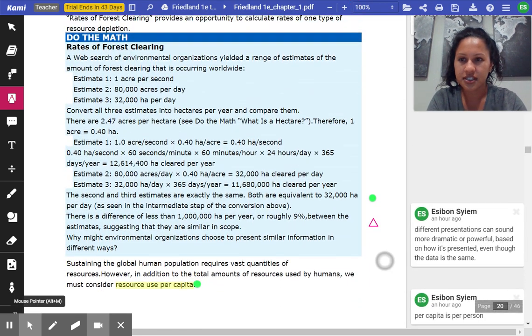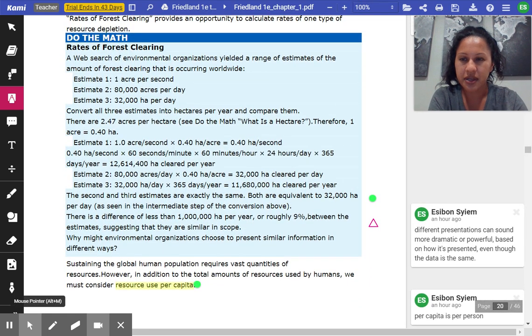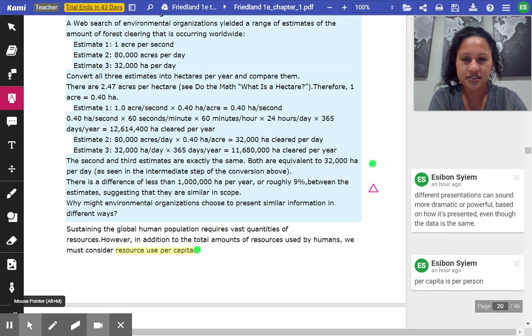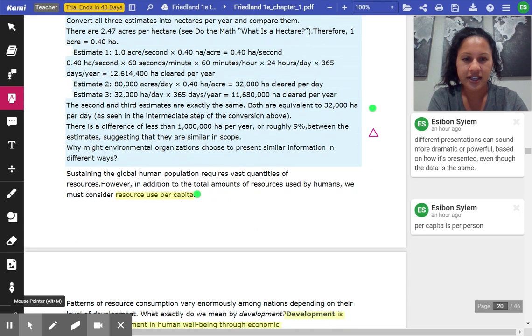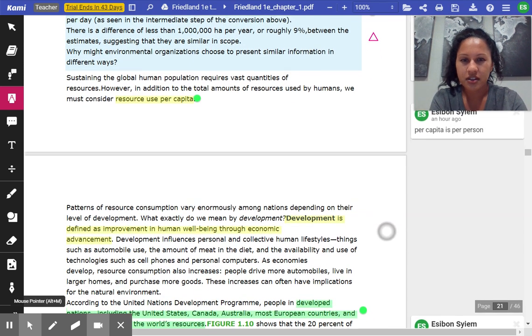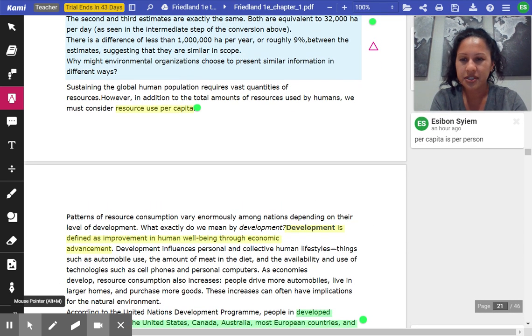Here is a little math practice about resources. Just an interesting side note, the way that you present information can have a different impact. Sometimes it can sound more dramatic just based on how you present the data. It's all the same, but it can have a different emotional impact. And then resource per capita. Per capita is per person.